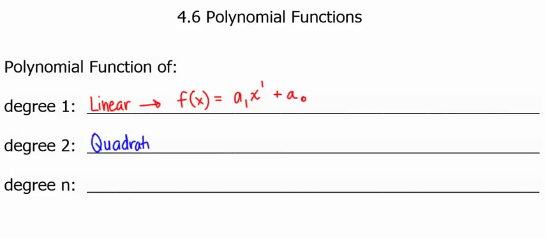A degree 2 is another polynomial function that we're familiar with that we learned in Algebra 1. It's given in the form where we have 3 terms. We have our leading coefficient, a sub 2, times x to the second power, plus a sub 1 times x to the first power, plus a constant.